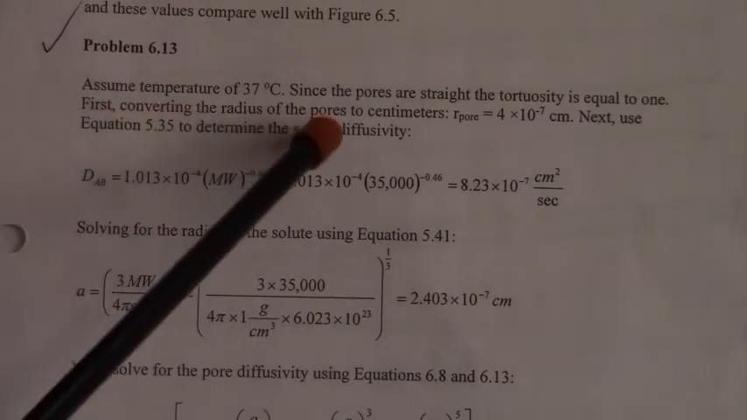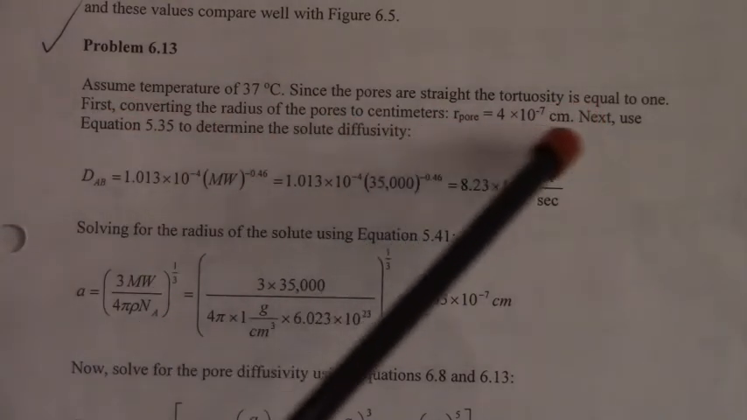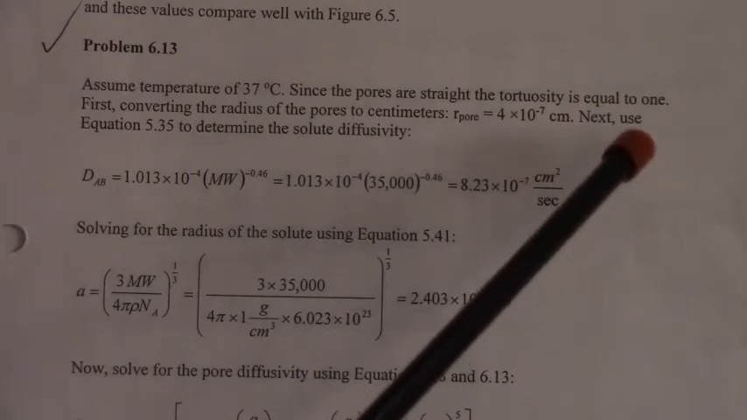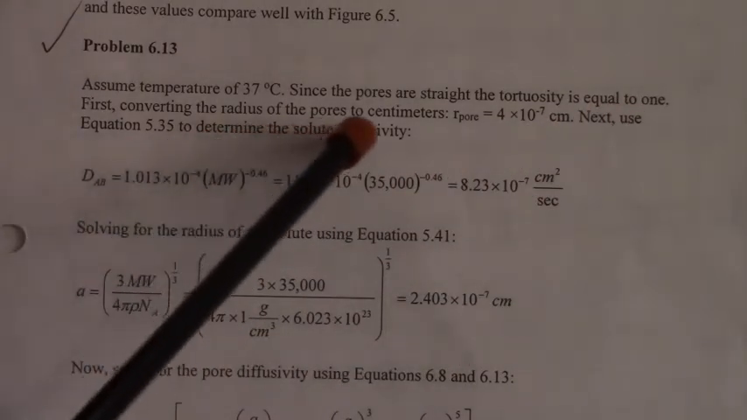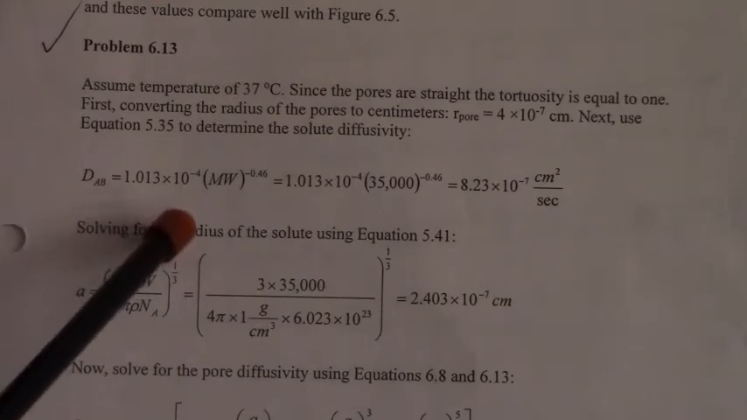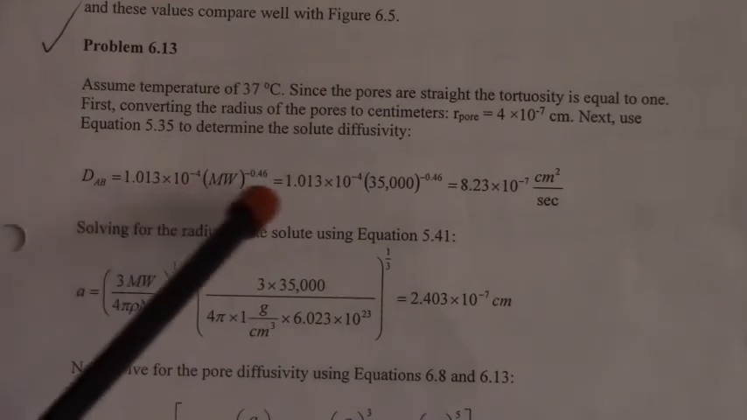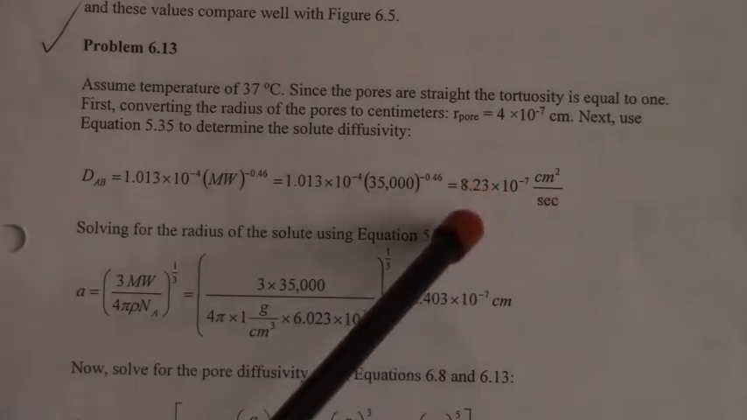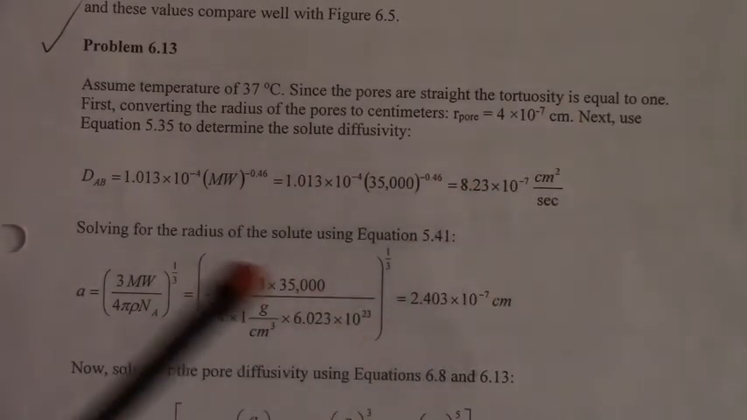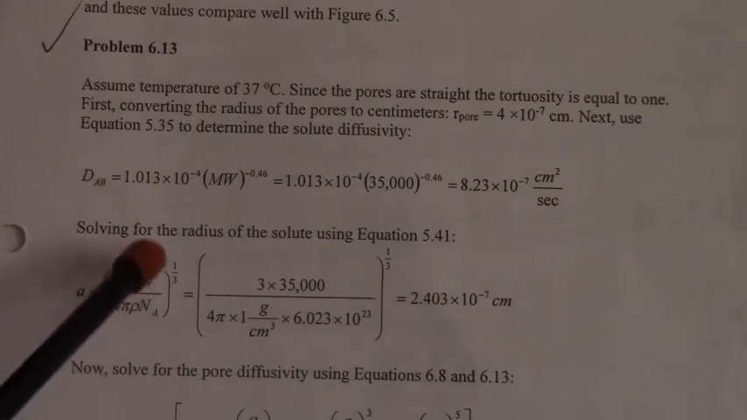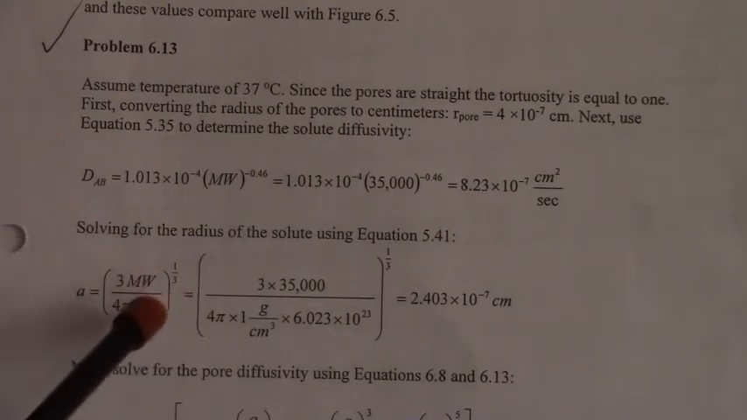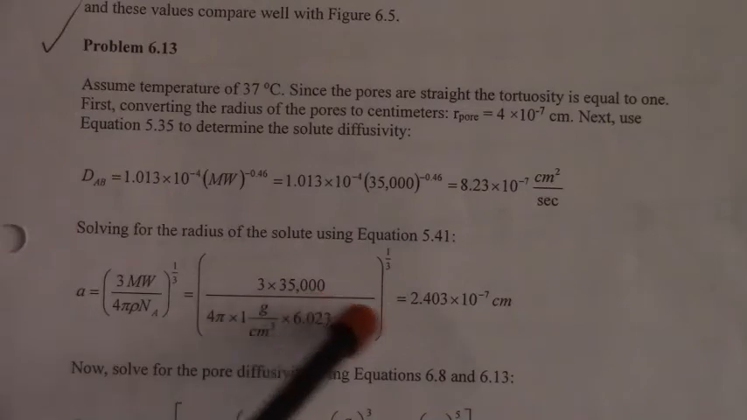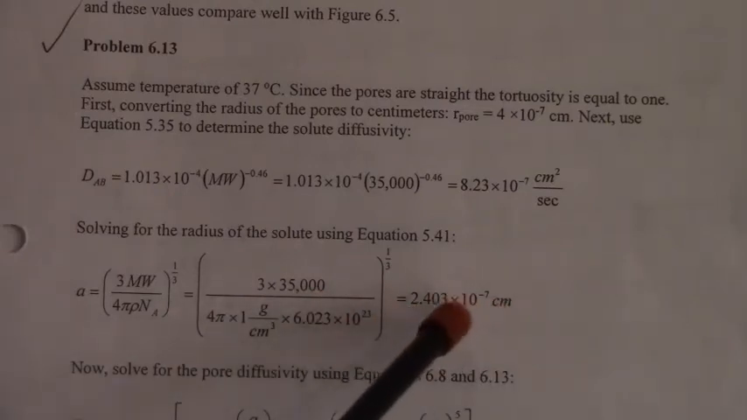And then we convert the radius of the pores to centimeters, so that calculation is shown there. And then next we can use equation 5.35 to determine the solute diffusivity for the given molecular weight of the solute material. So we do that calculation here, and we get this value of the diffusivity. And then from solving for the radius of the solute, we can go through and do that calculation right here for the molecular weight of 35,000. We get a radius of the molecule of 2.403 nanometers.